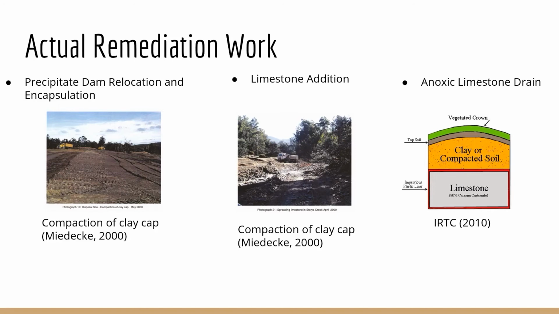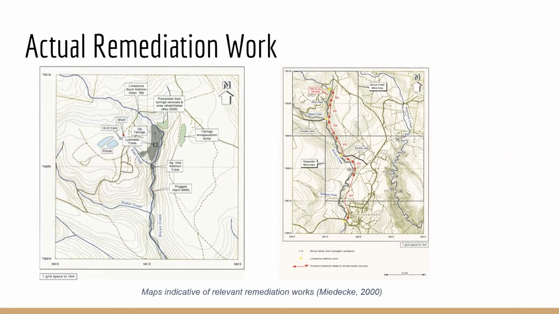In conjunction with the above remediation works, a 2 metre concrete plug was installed in the eastern adit, as well as 60,000 cubic metres of jig tailings dams being relocated, neutralised and encapsulated using 800 tonnes of limestone. The maps here indicate the relevant remediation work locations and type of remediation technique employed.